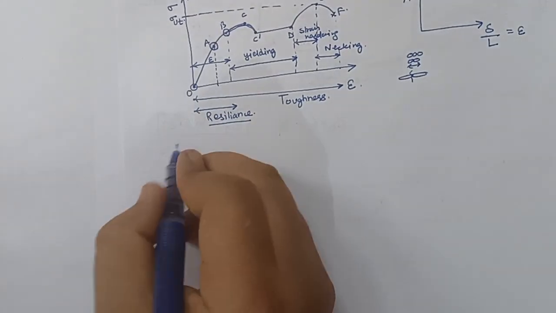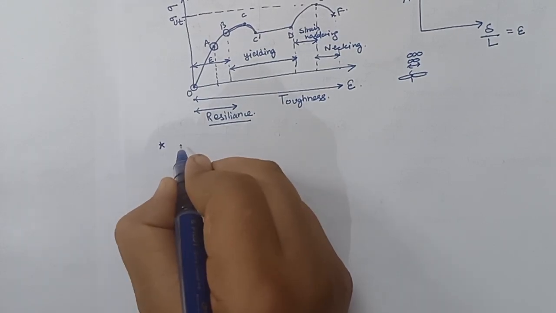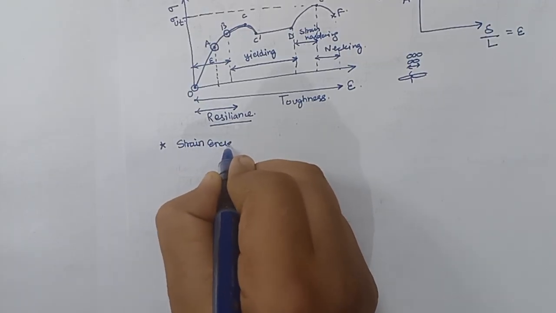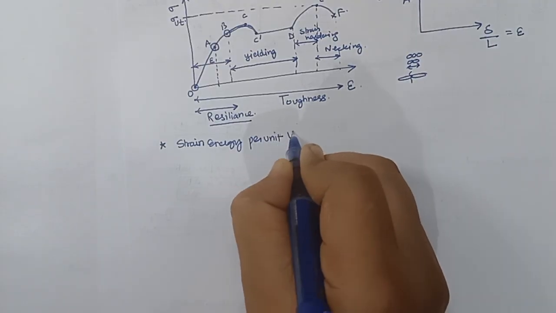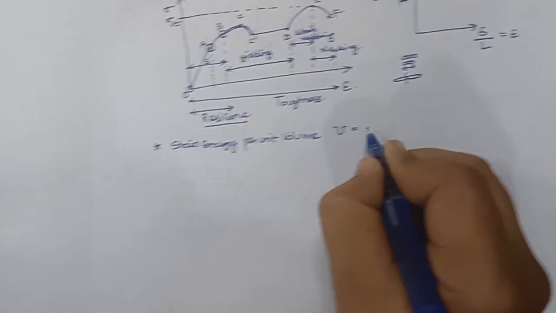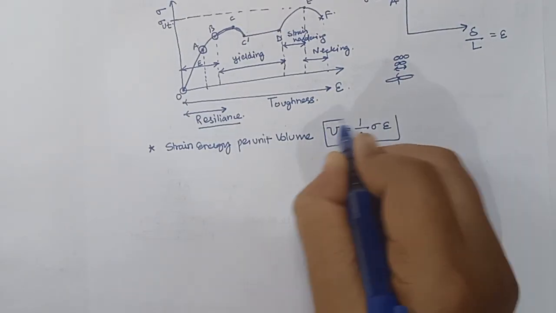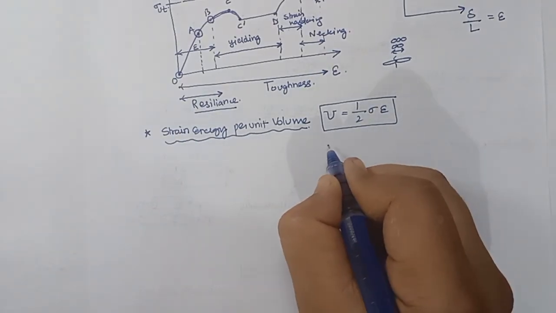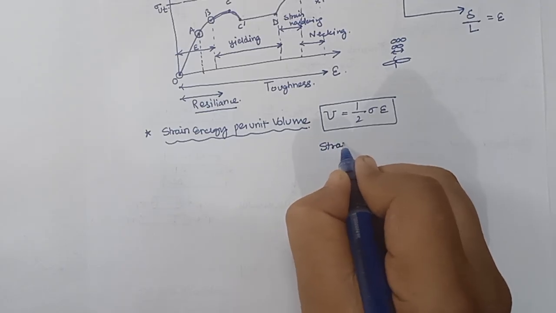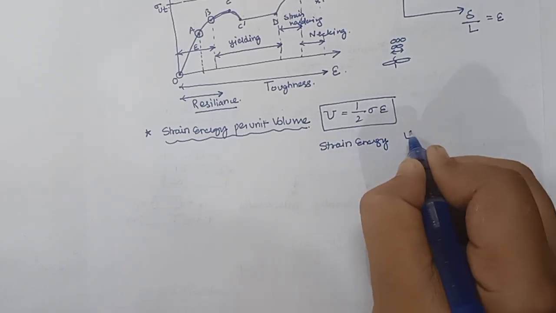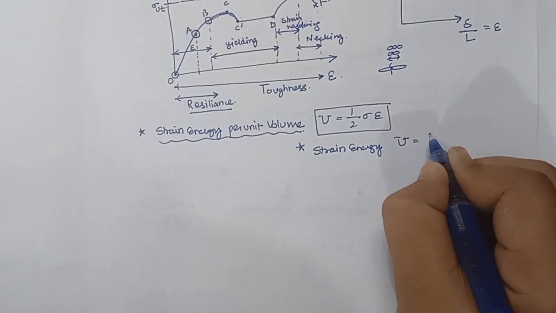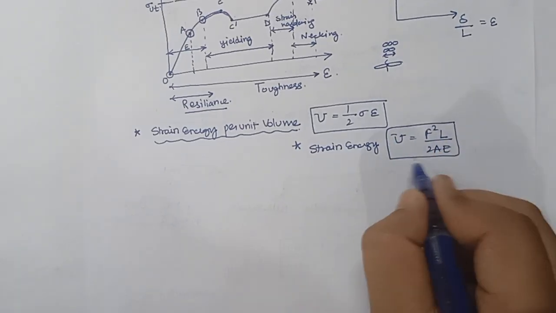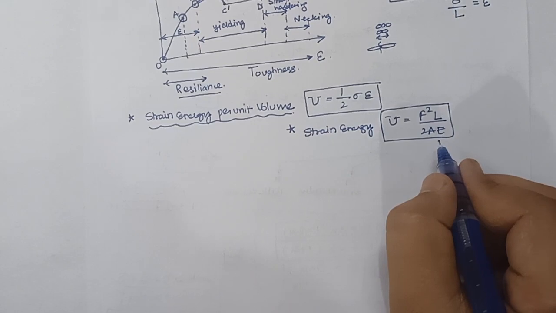Is it clear? Now we are going to define some formulas. The first one is strain energy per unit volume. It is represented by U. U is equal to half sigma epsilon. And this is strain energy per unit volume. And if I want to calculate strain energy, this one is important. Strain energy is F square L upon 2AE. F square L upon 2AE. This is the strain energy formula, right?